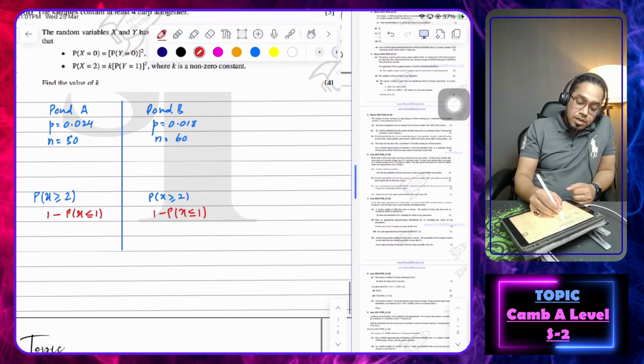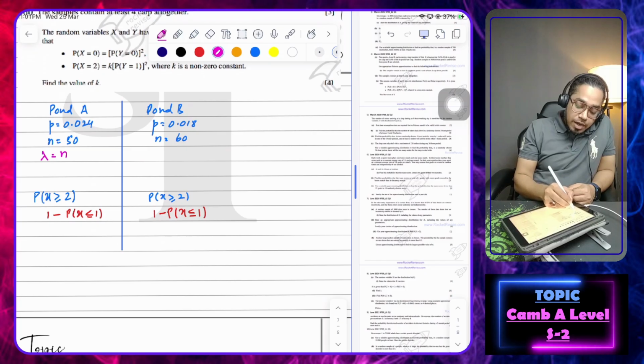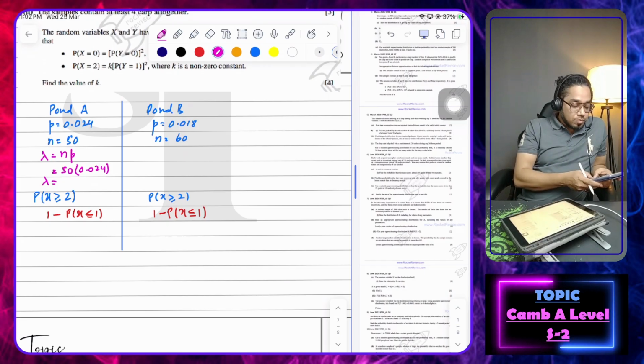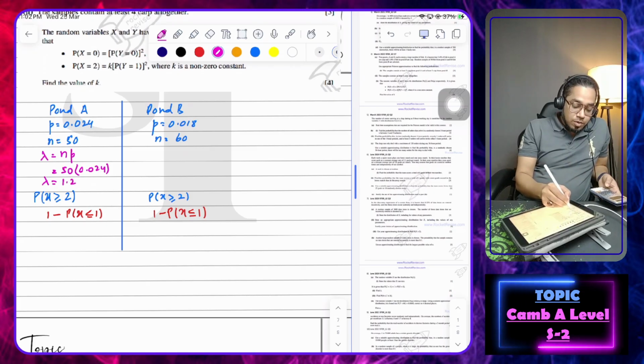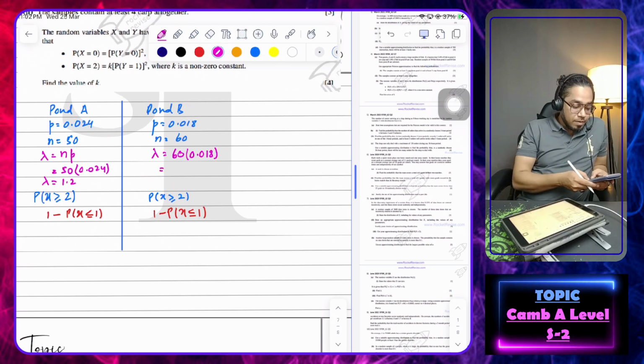But there is a problem: we do not have lambda here. So lambda will be n times p, where n is 50 and p is 0.024. What is the lambda for pond A? I'm getting 1.2, and for pond B it is 60 times 0.018, which is 1.08.